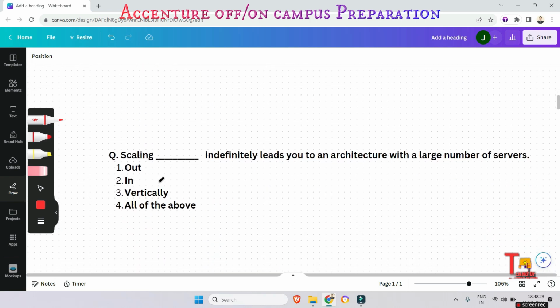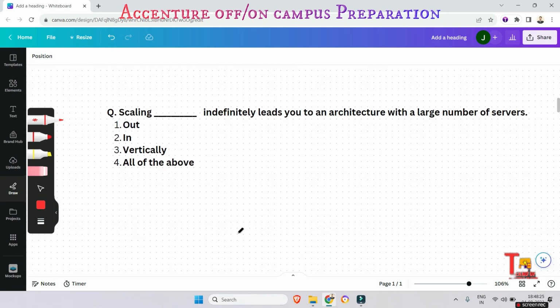Okay, let's go to the next question. The next question is, scaling Dash indefinitely leads you to an architecture with a large number of servers. Scaling out, scaling in, scaling vertically, or all of the above. Pause the video and try to give the answer. If not possible, then watch. The answer will be scaling out, because horizontal scaling allows you to run distributed applications more effectively and more efficiently. So the answer will be scaling out.